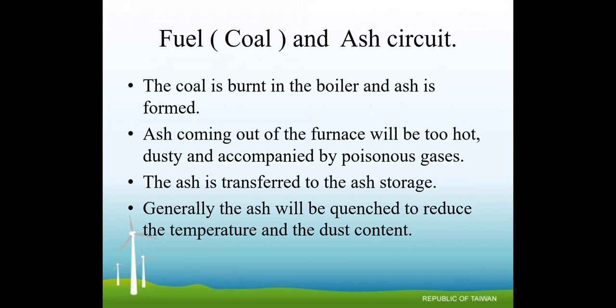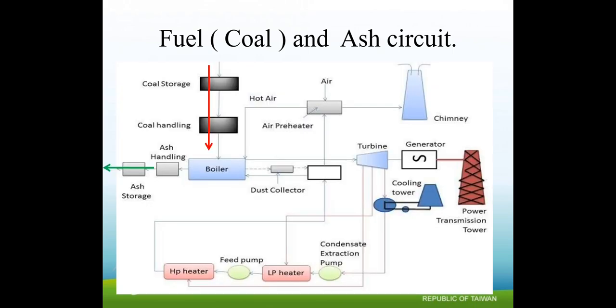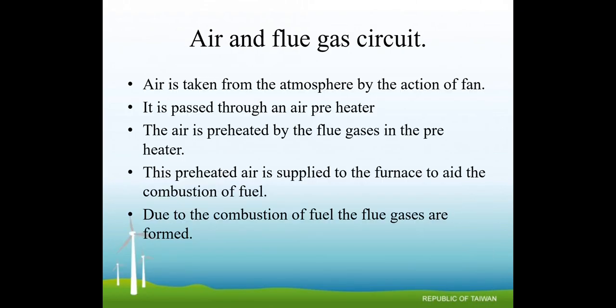The ash is transferred to ash storage. Generally the ash is quenched. Quenched means removing the heat to reduce the temperature and dust content. The ash can be used to make cement bricks and in the cement industry. It is a circuit: coal storage, coal handling, after combustion ash forming, then ash handling and then ash storage. The next circuit we discuss is the air and flue gas circuit.